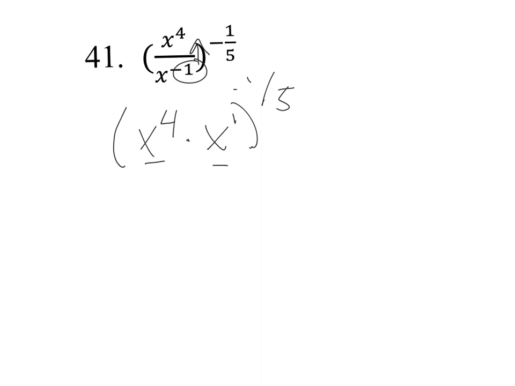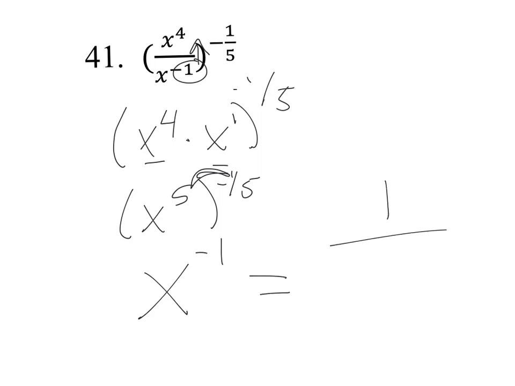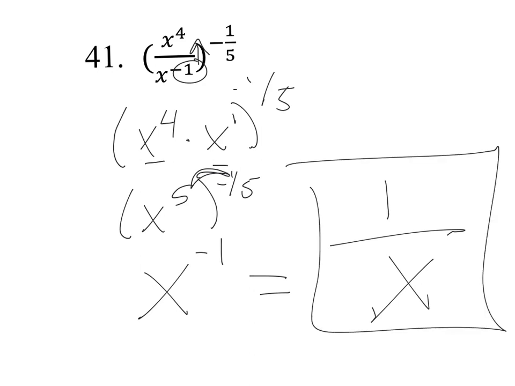So now I can combine these two together. I have x to the 5th right here, to the negative 1/5 power. Now I have my power to a power, so now I can multiply those together. That becomes x to the negative 1. You should not have a negative exponent, so that would be 1 over x. That's it. That's my answer.